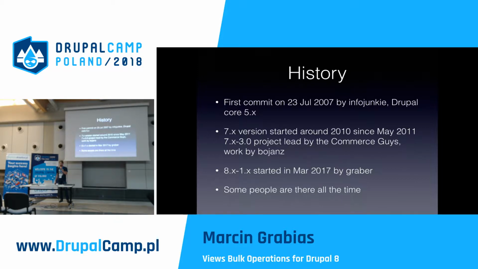The Drupal 7 version was started around 2010, so Karim did Drupal 5, Drupal 6, and the initial Drupal 7 version. But then, in about May 2011, the project was taken over by Commerce Guys, and most of the work was done by Bojan Živanović, the current maintainer of Drupal Commerce.